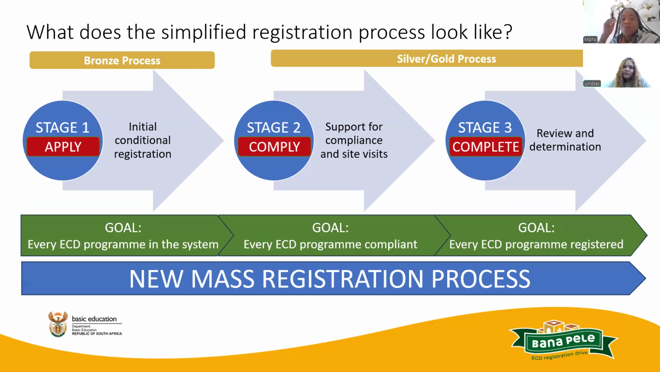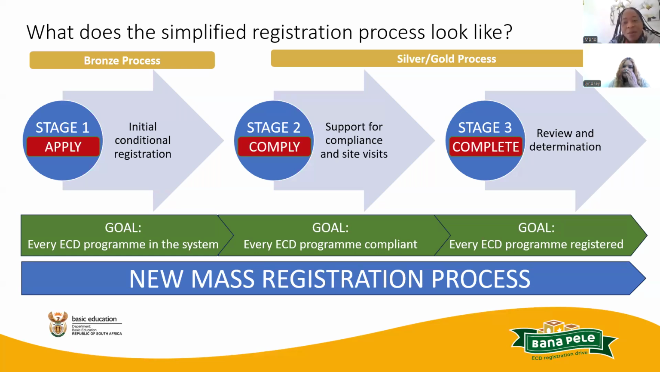One might ask, what does the process look like? In terms of the process, it's divided according to different stages. We have 3 stages that we'll be going through. The first stage is where the ECD program will start applying. That's what we call the initial conditional registration.